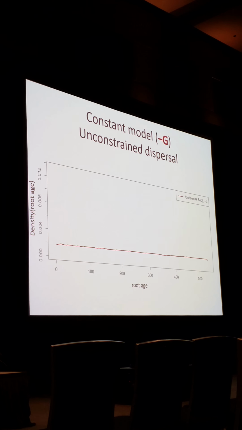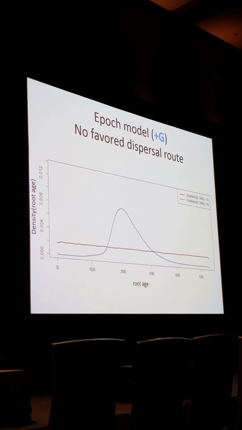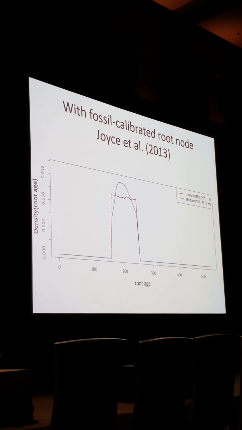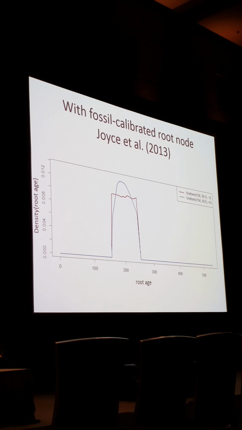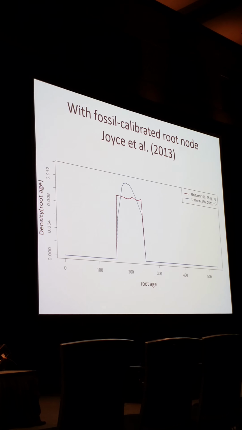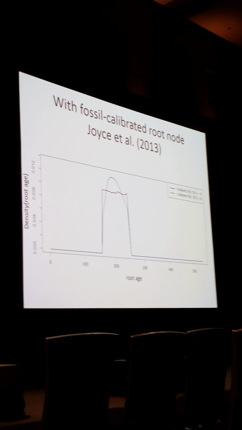So here is when I ignore geography, I get that flat root age distribution. That shouldn't be too surprising. When I condition on geography, I get a peak around 200 million years. The biogeographic dating methods that I've been discussing are also compatible with fossil-based dating methods, which means I can apply other fossil-based information and not introduce any type of inconsistency in the assumptions of the model.